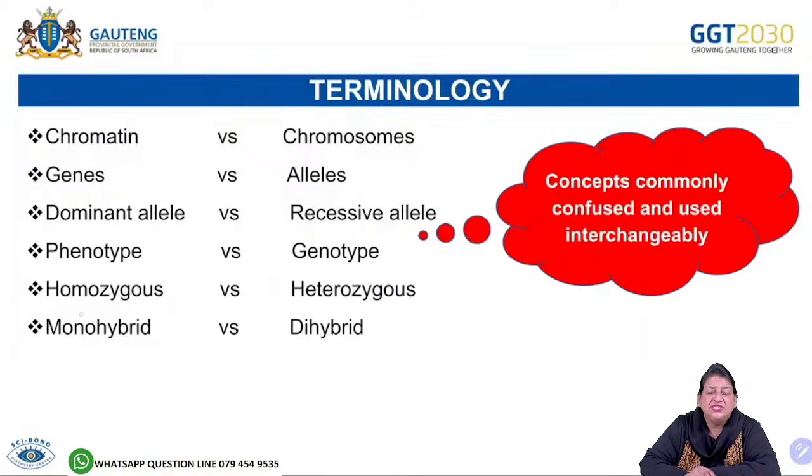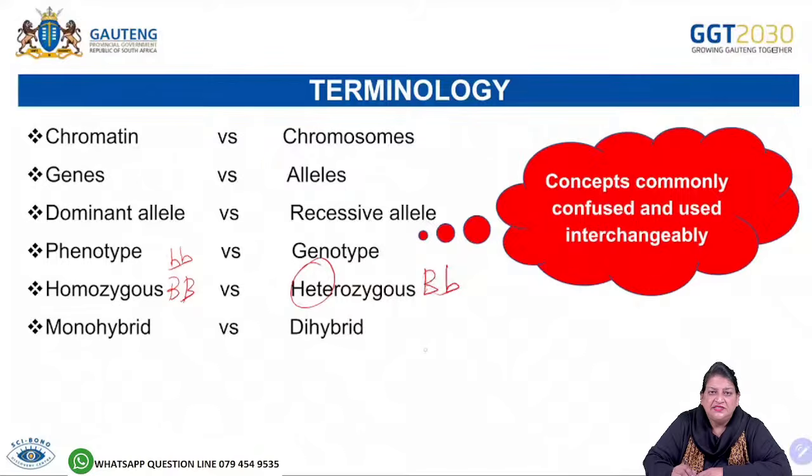Homozygous means we use the same alphabets. That means the two capital letters will be homozygous dominant, right? Like that. Two small letters will mean it is homozygous but recessive. Hetero means different. It means one big and one small. It means that this person got a dominant allele from the one parent and a recessive allele from the other parent. Always remember, an individual inherits one allele from each parent.